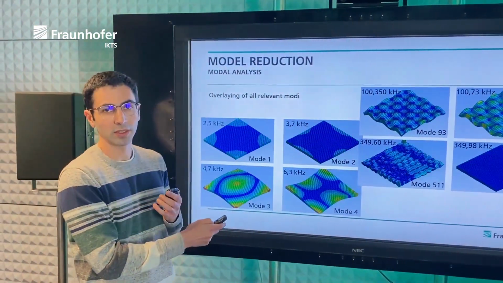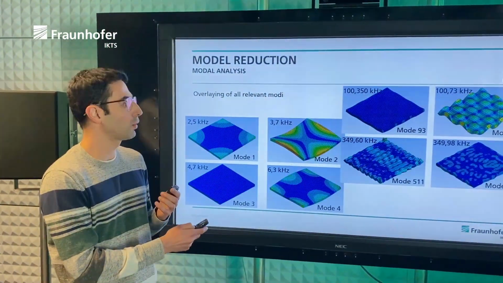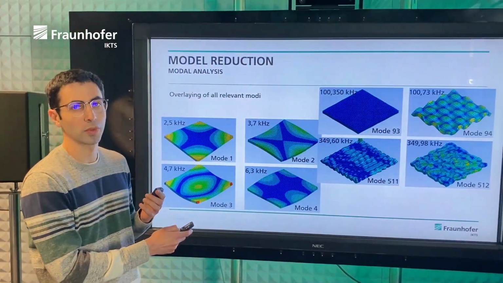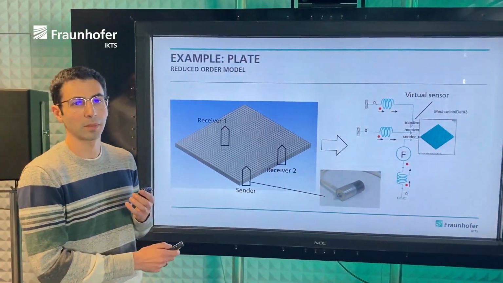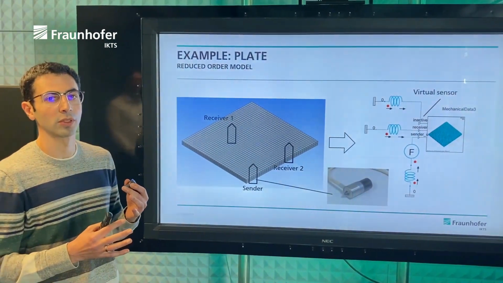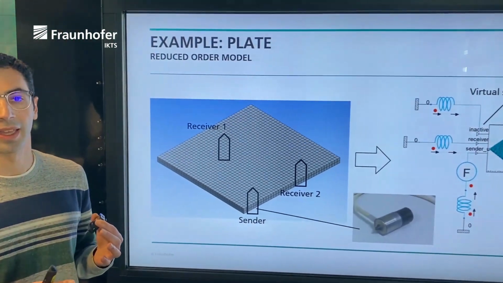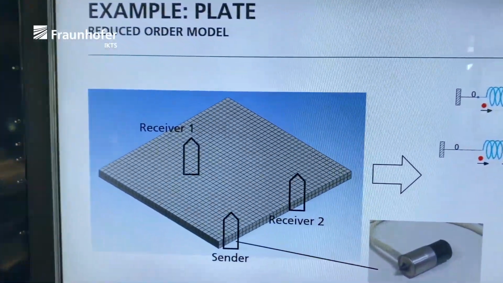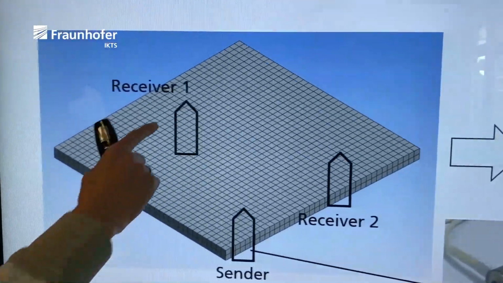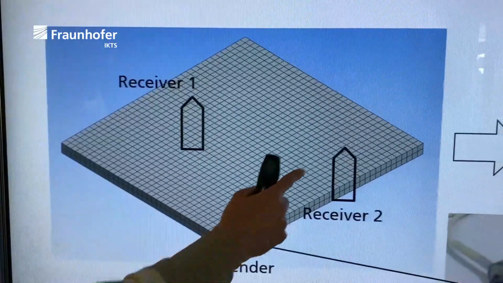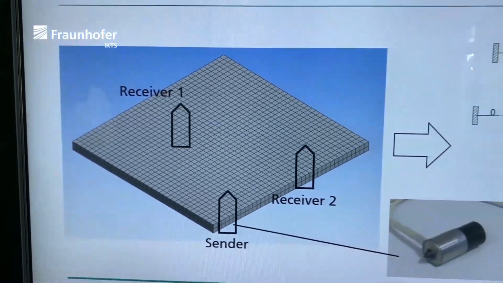After we calculate these modes, we overlay all of those modes on top of each other, and we have a reduced order model of this phenomenon. It is as precise as the full-scale simulation, with one exception: it is reduced only to 3 points. We can only read the results from the 3 points.